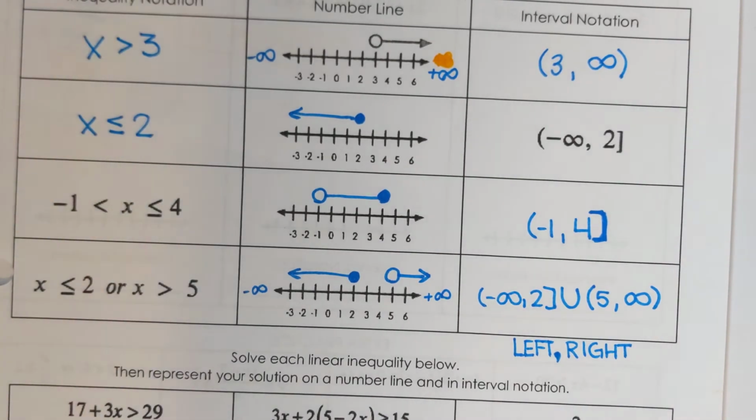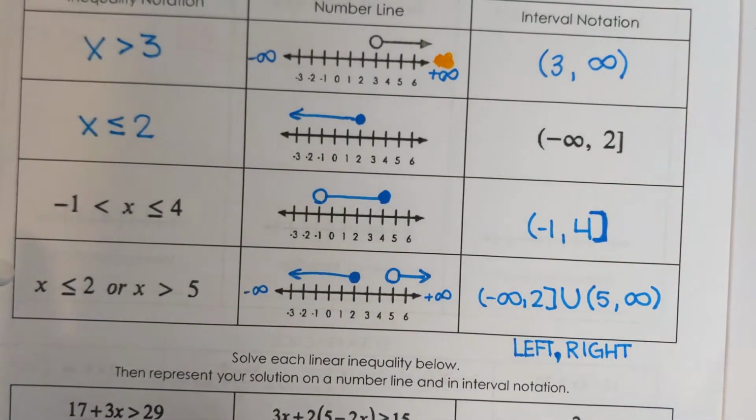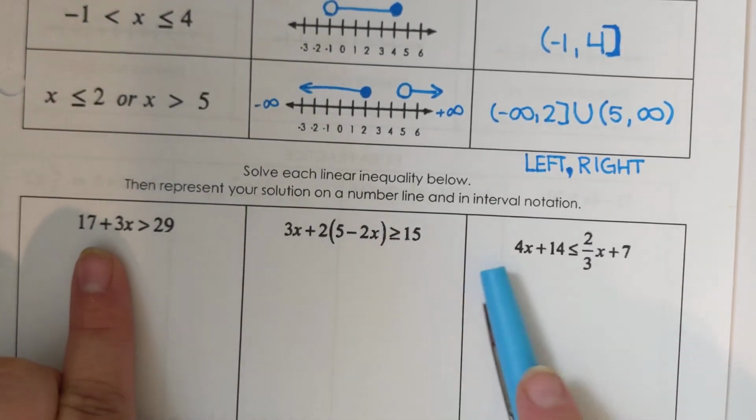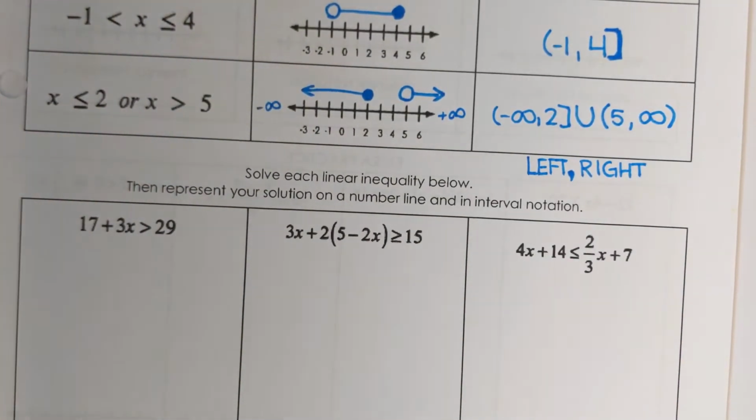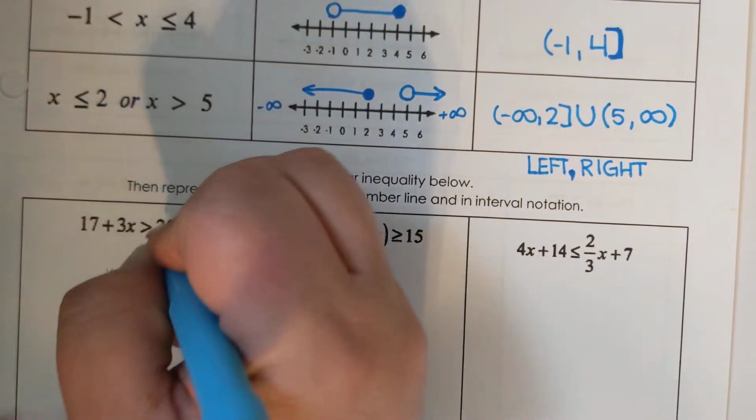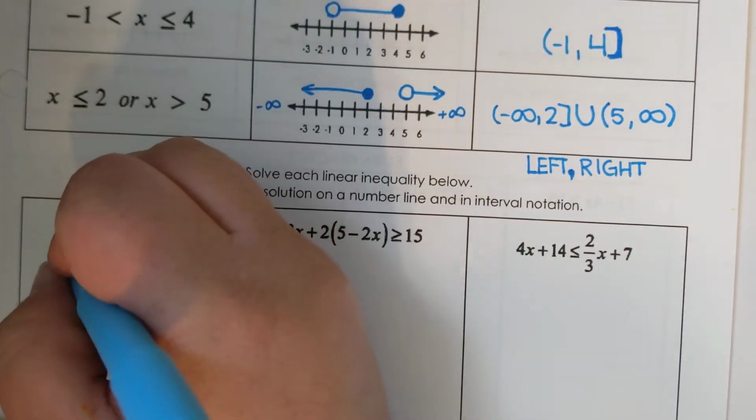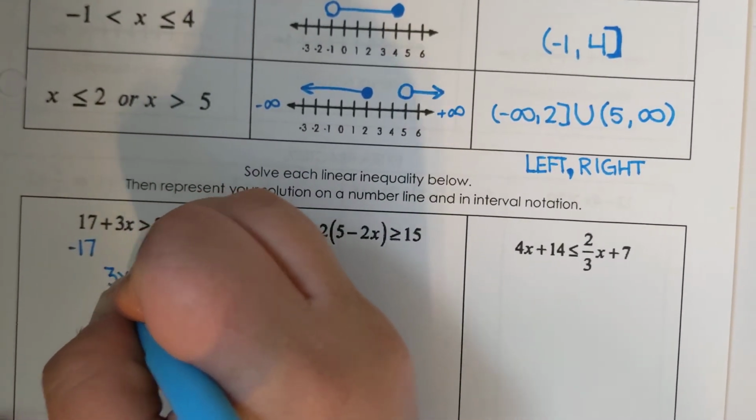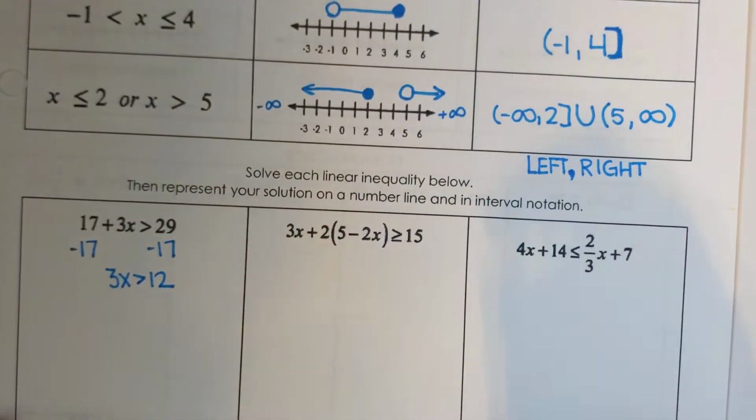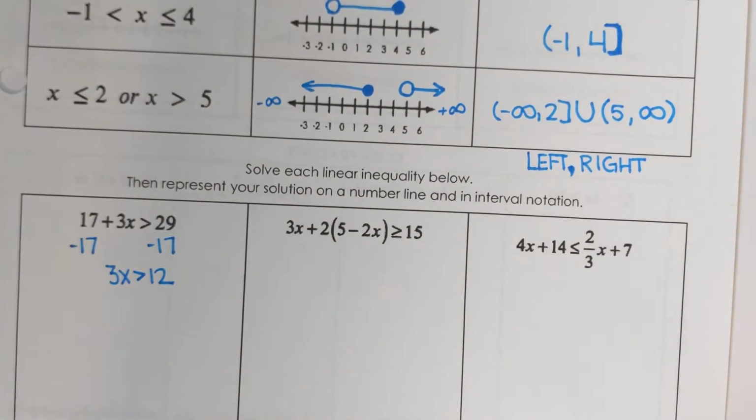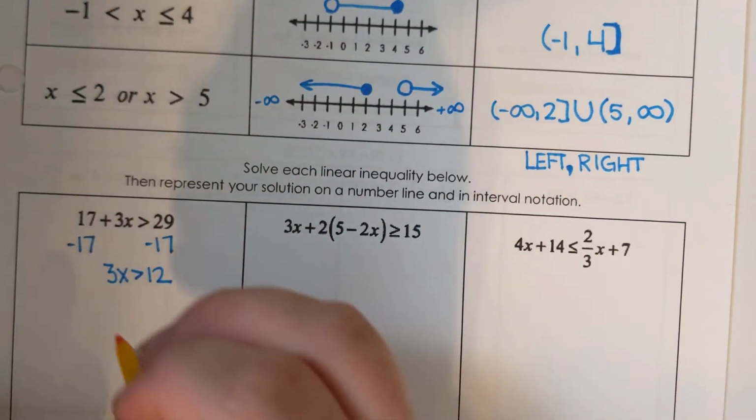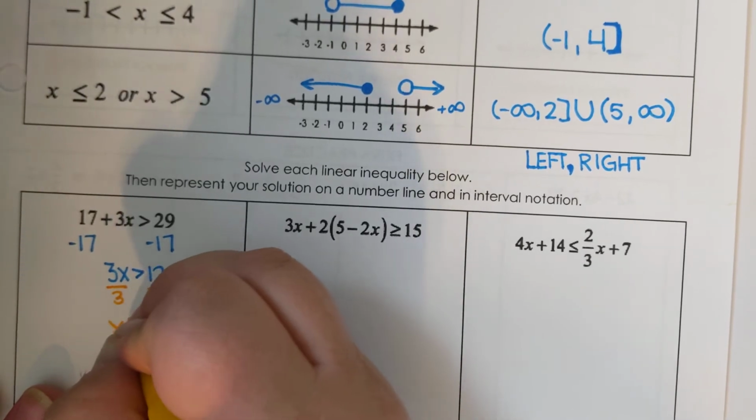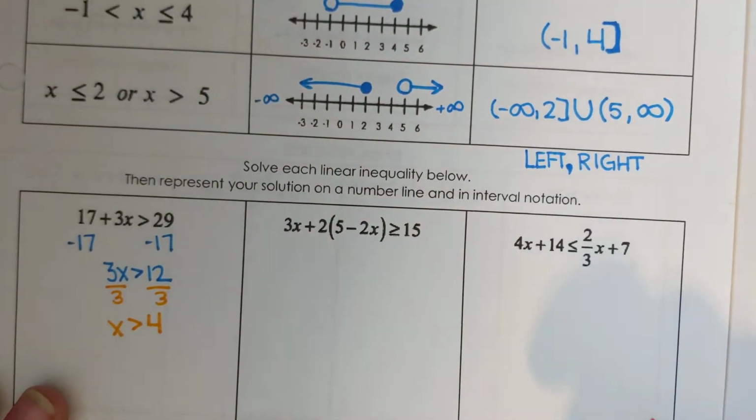Alright, let's start solving. You guys aren't going to have to do it quite like that every single time. Most of the time it's going to start with the notation like this. And we're going to solve it kind of like an equation. So for example, over here, we want to get rid of that 17. Since it's positive, we need to subtract it. 29 minus 17 is 12. Then, just like we would on an equation, we're going to divide by 3.